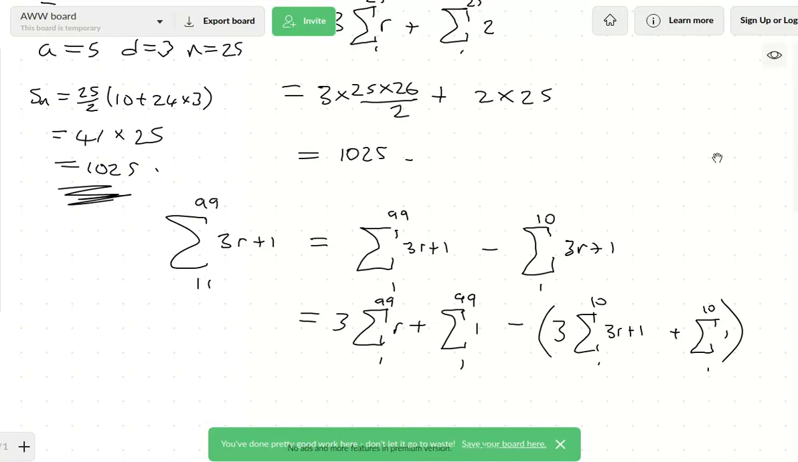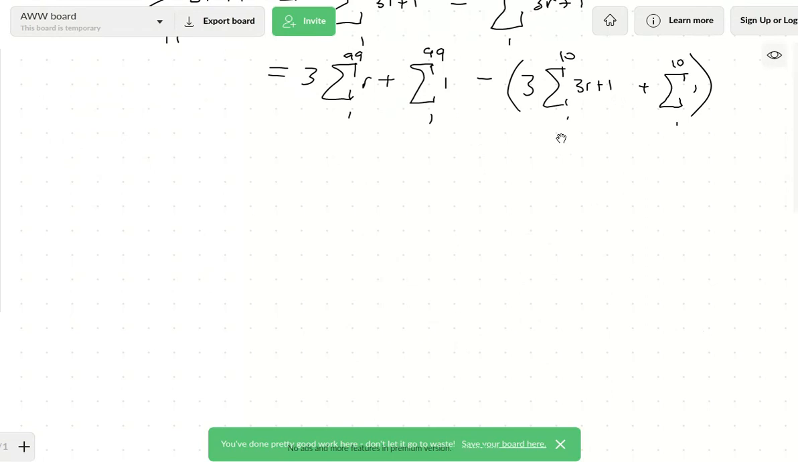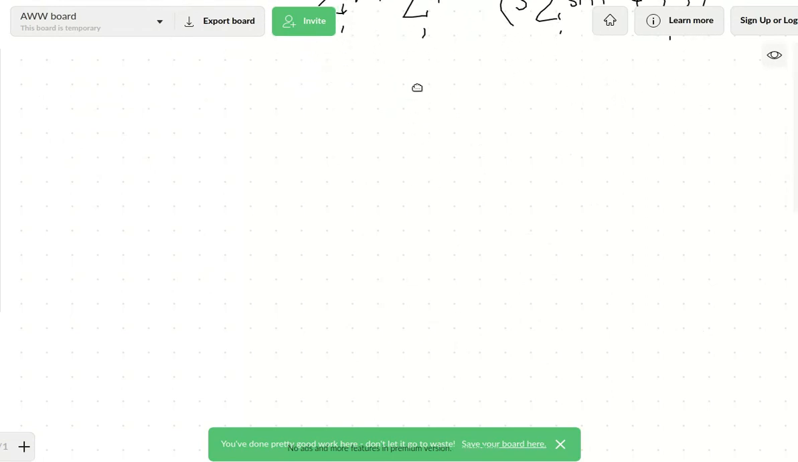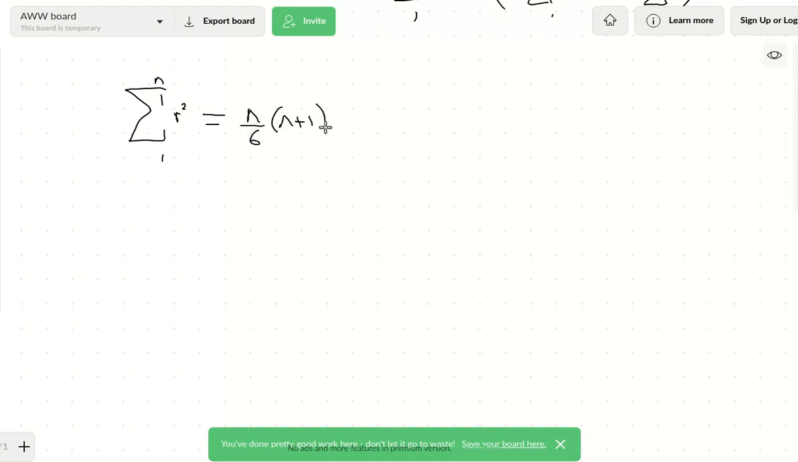I want to get onto some of the tougher questions, and I also want to get onto the sum of the squares and cubes. You'll be doing this tomorrow, so I might as well just talk about it now. Now, the sum of the squares and the sum of the cubes, and I don't think you get this in the formula book. I'll check that though, because I might be wrong there. The sum of r squared from 1 to n is n over 6 times n plus 1 times 2n plus 1.